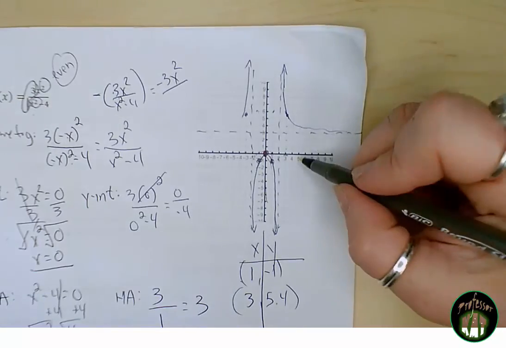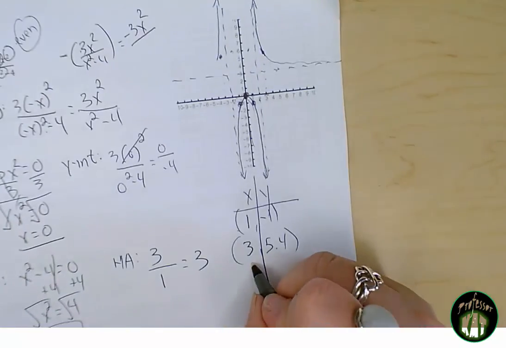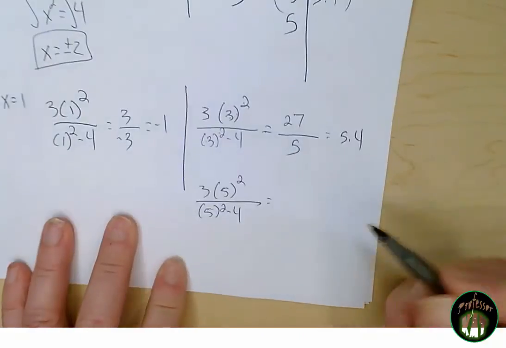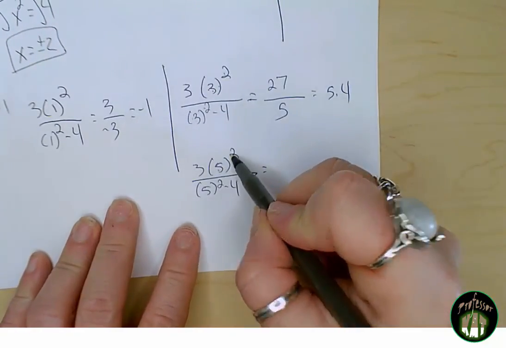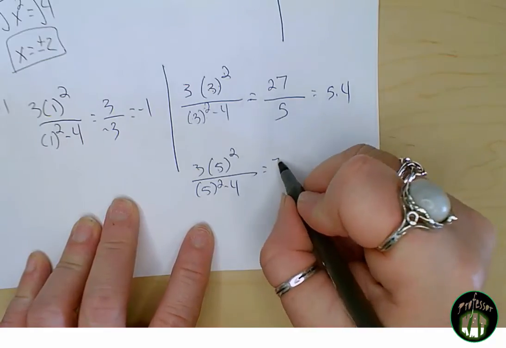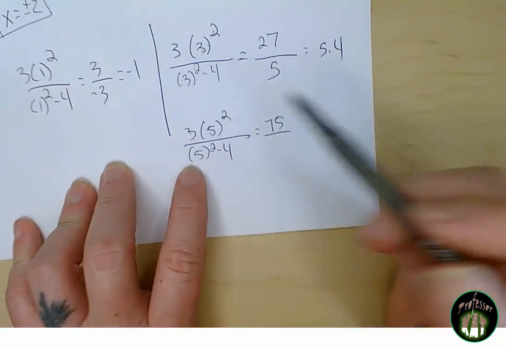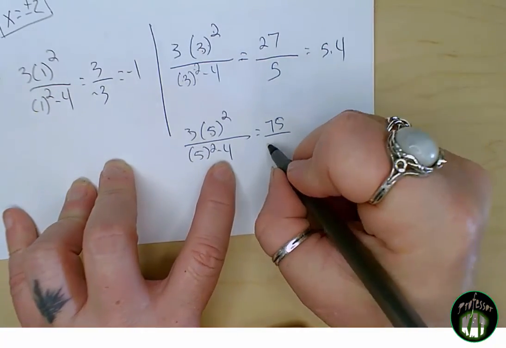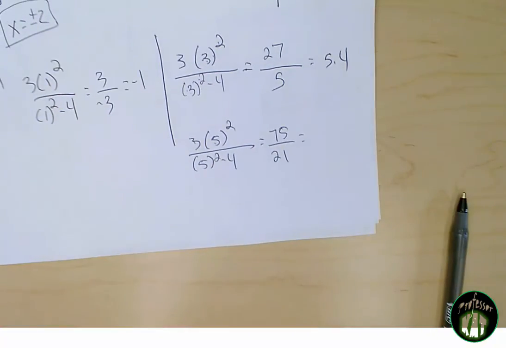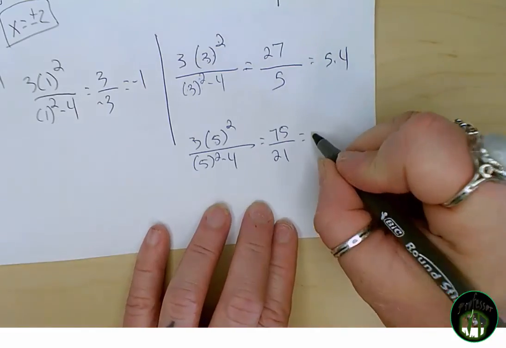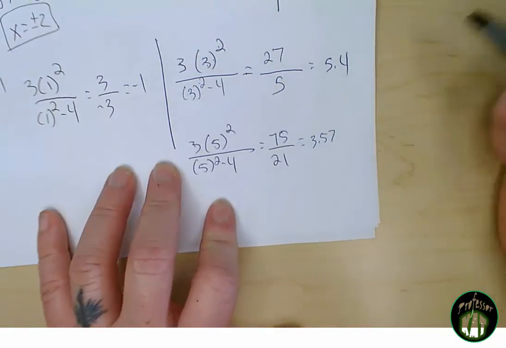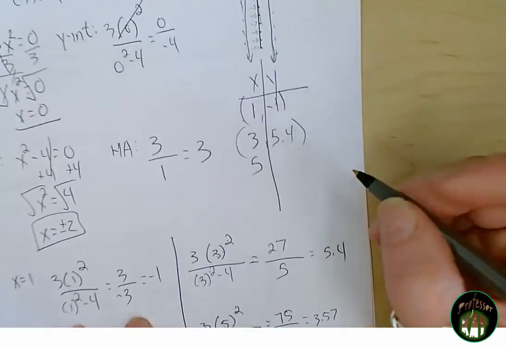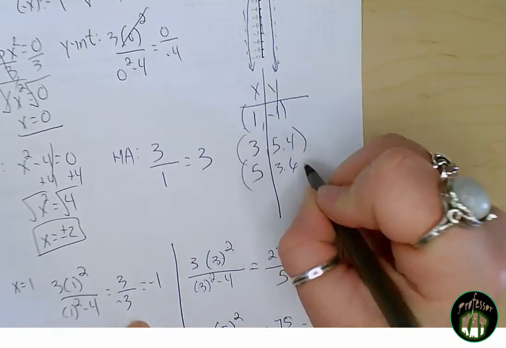But let's go ahead and prove that. So I'm going to plug in for 5 and just see what happens. When we plug in a 5, 5 times 5 is 25, and 25 times 3 is 75. In the denominator, 5 squared is 25, and 25 minus 4 is 21. When we divide that, that is about 3.57, so about 3.6. So when we plug in a 5, we get about a 3.6.